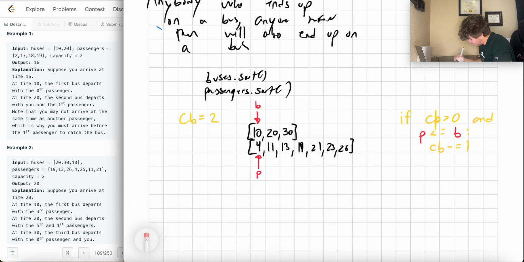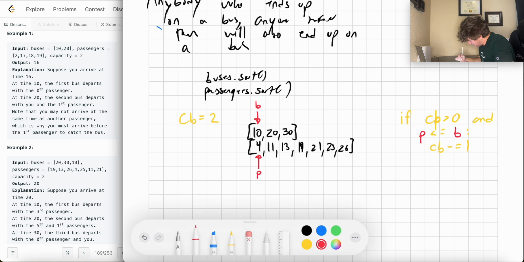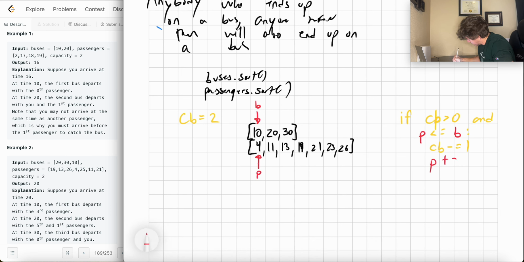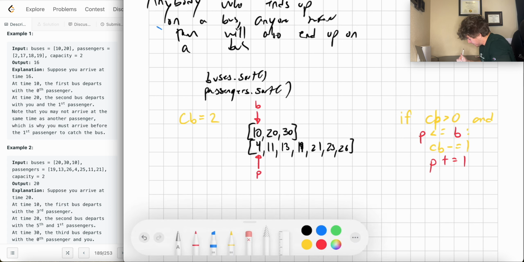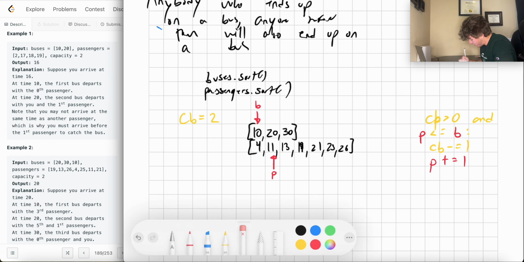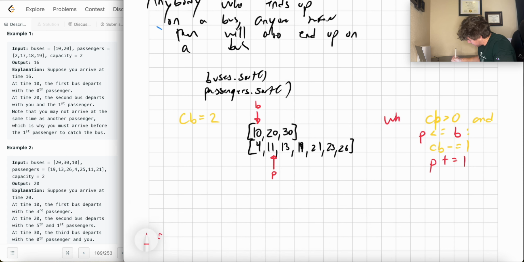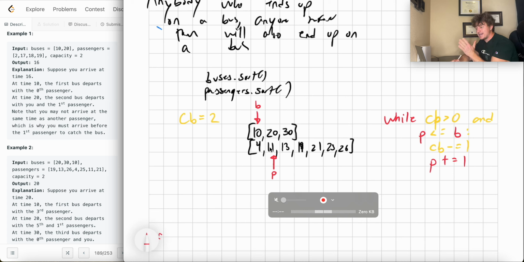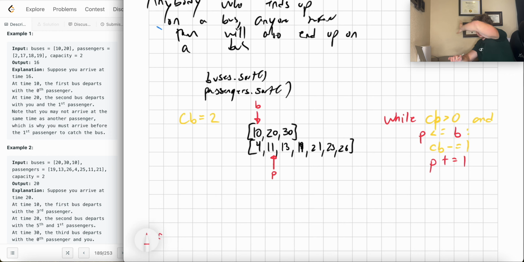I don't know why I chose yellow. That is literally the worst color that this could be. So I'm going to say passenger plus equal 1. I'm basically saying, I'm still on this bus, I can process this passenger with the capacity that I have, and I'm going to move over to the next passenger. Now this isn't going to be an if, it's actually going to be a while, because I'm going to keep doing that until I find a passenger that's greater than this bus. This 11 passenger isn't going to get processed by this bus because this bus is going to arrive at 10. It's going to pick up 4 and say, I'm gone.